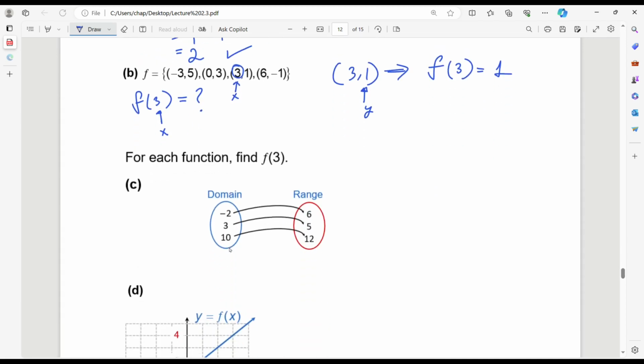For part C, it's a very similar concept. f of 3, again, the x is 3. Where does it get mapped to? In this case, it gets mapped to 5. f of 3 is simply 5.